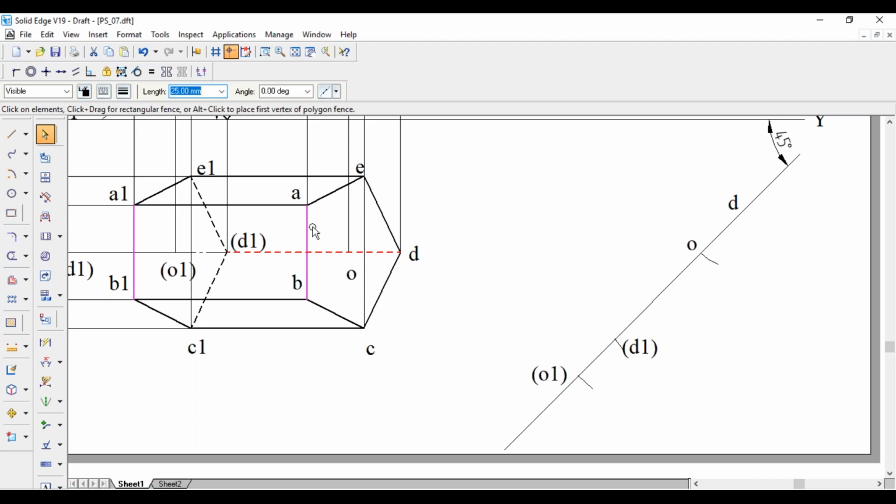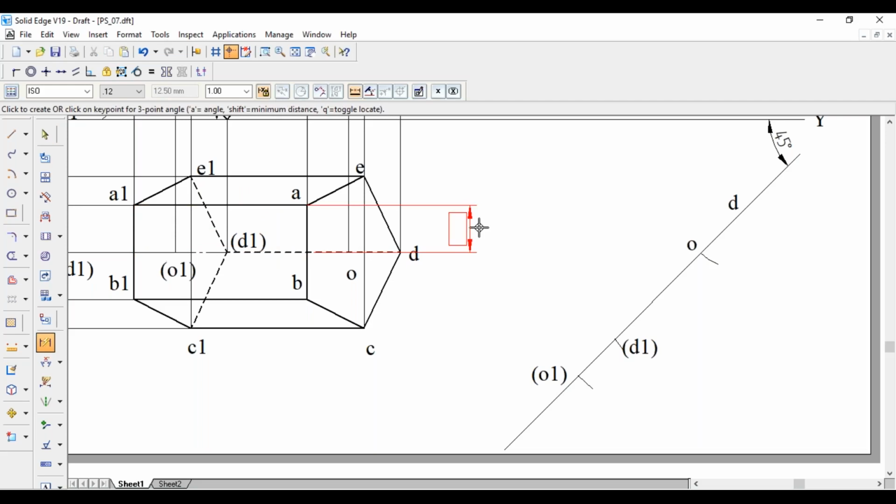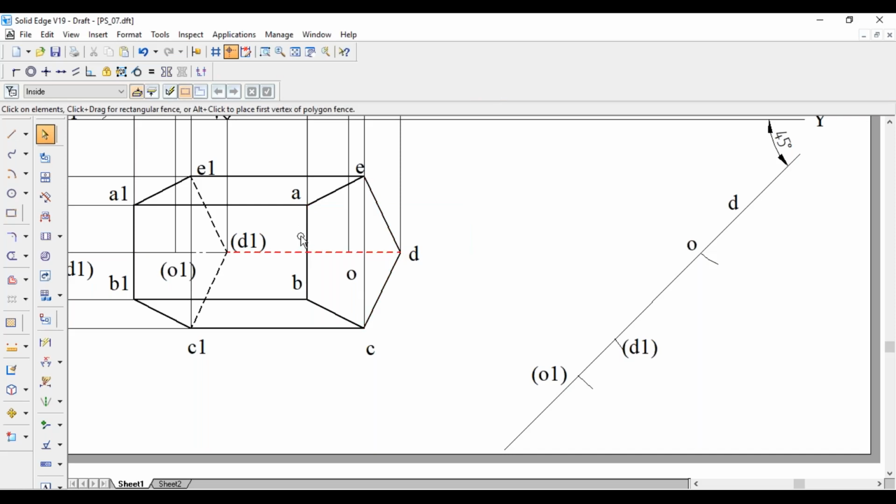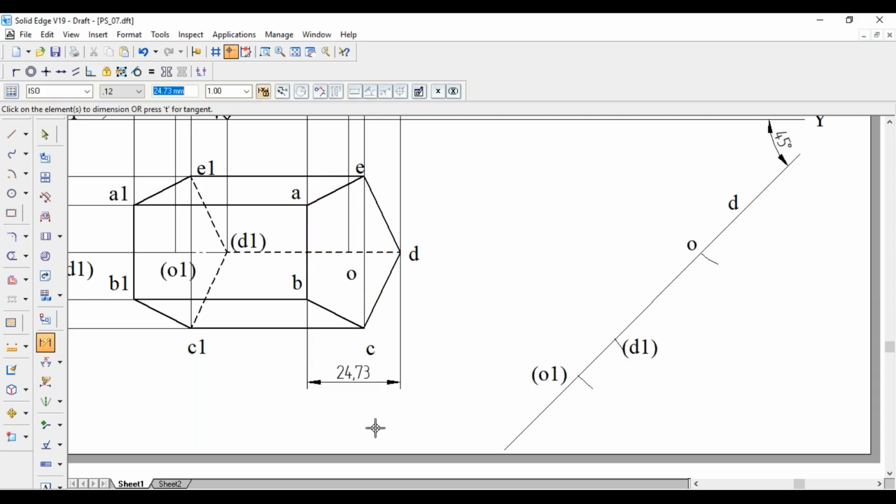and from this midline to A is 12.5. There is half of there, it is there. From here to here it is 12.5. Overall it is 25. So what we will do, first we will mark from where this perpendicular line starts. That is from D to this line distance 24.73. So D as center, 24.73 mm as radius, draw an arc.